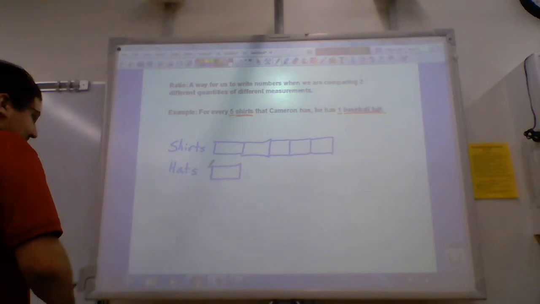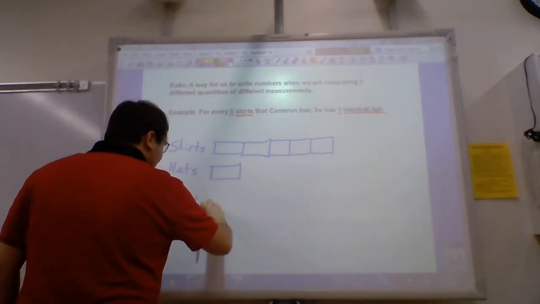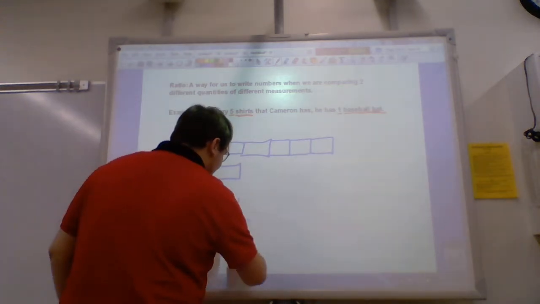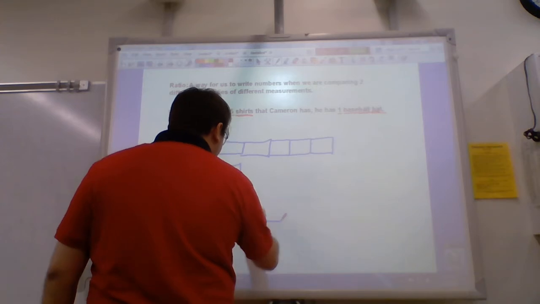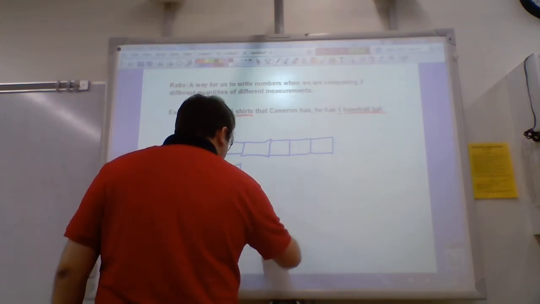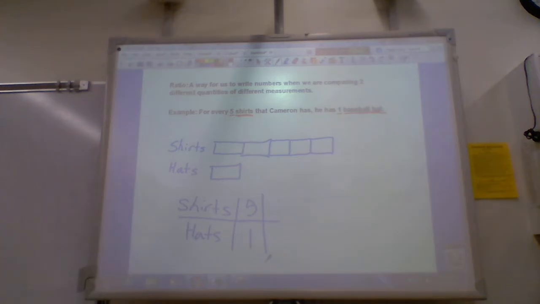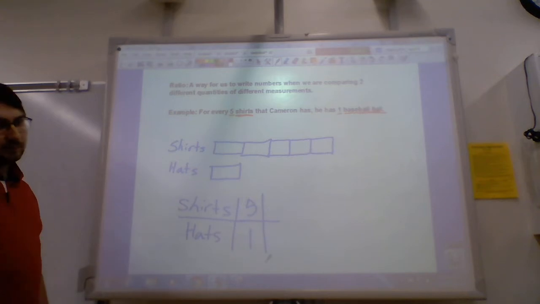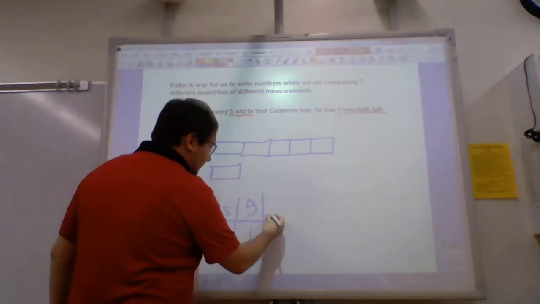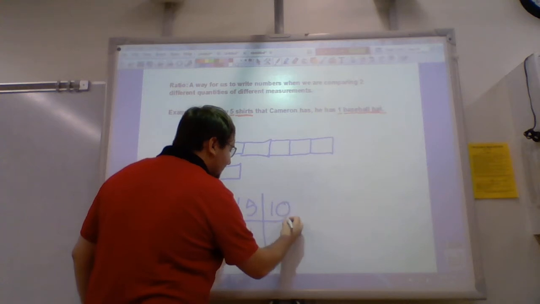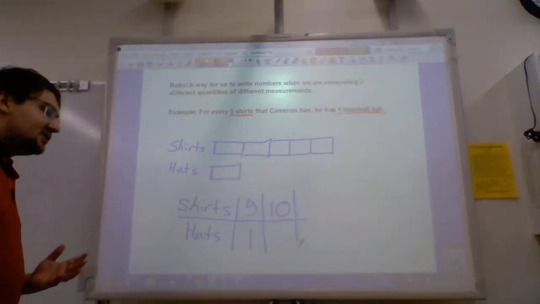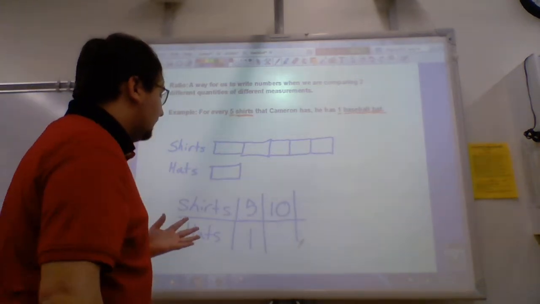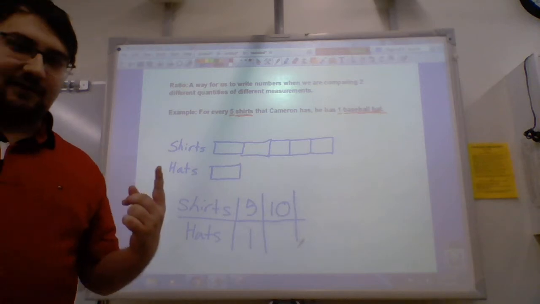So if we were to look at this maybe in a table, that can help too. Look at this in 2 different ways. If Cameron only, for some reason, had 5 shirts and no other shirts, he has exactly 1 hat then, right? Well, Cameron probably doesn't only have 5 shirts. Let's say, what if Cameron has 10 shirts? Well, for every 5 shirts that he has 1 baseball hat, right?